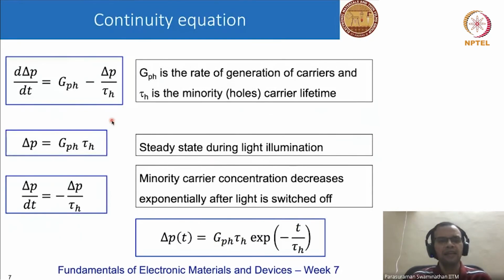We can calculate this time by considering what is called the continuity equation. This looks at the rate of change of minority carrier concentration, and this depends on how many carriers are being generated because we are shining light, minus how many carriers are being recombined, and this depends on the carrier lifetime. We can essentially solve this equation in order to calculate the change in the carrier concentration once light is switched off.